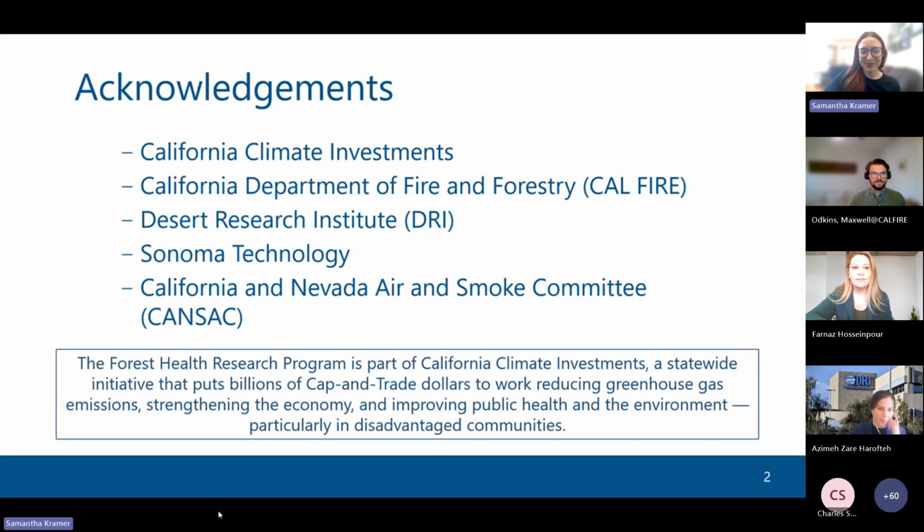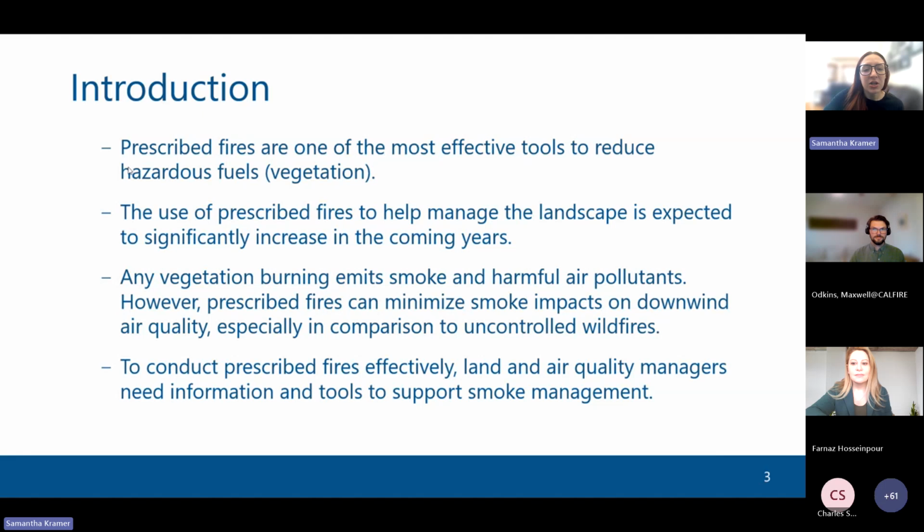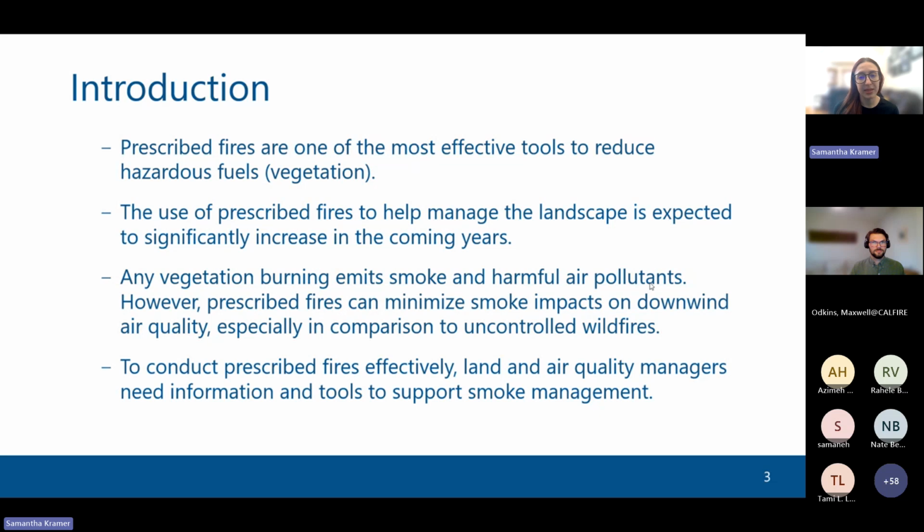Great. So now that you've met the extremely hardworking team, let's start with some background on what we're talking about. We all know that prescribed fires are one of the most effective tools to reduce hazardous vegetation, hazardous fuels in the form of vegetation. Given what's happened this month in Southern California, I don't think we need to discuss how important it is to manage our landscape to prevent hazardous wildfires.